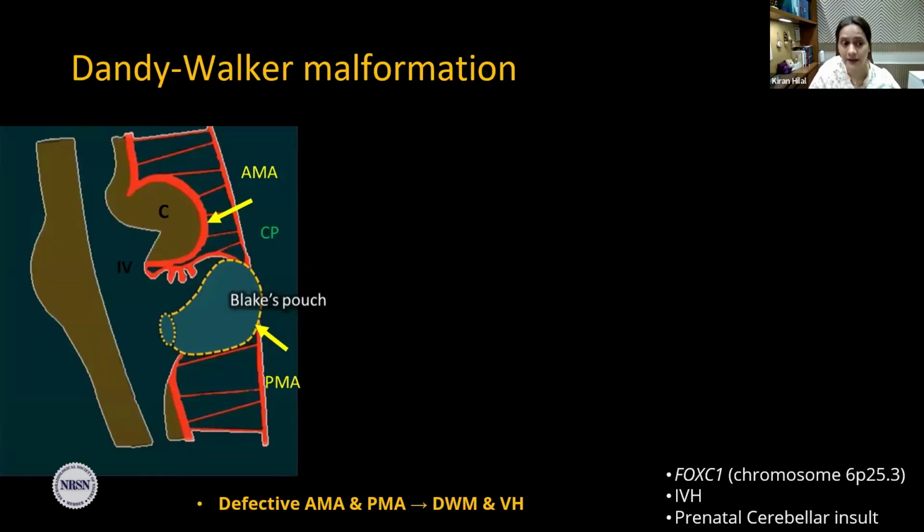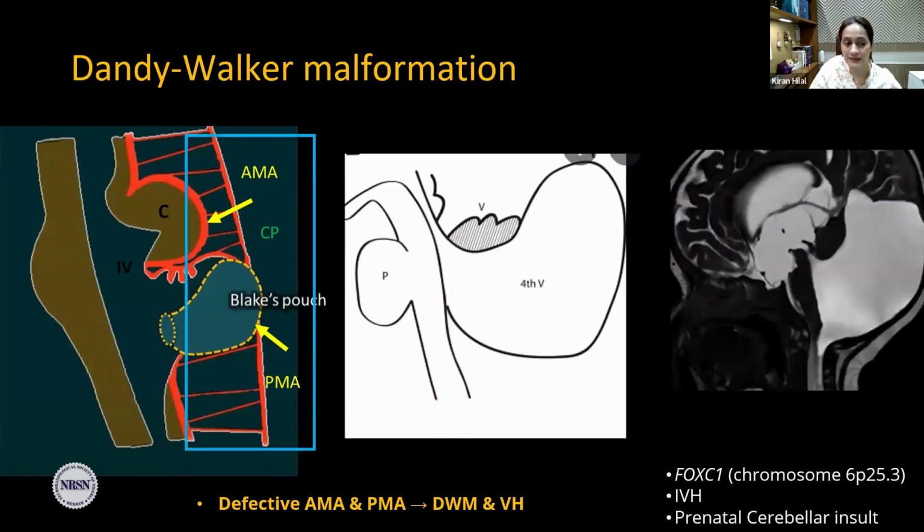Actually, the error is occurring at the formation of the anterior membranous area and the posterior membranous area. So always remember that if an error occurs here, this is the result. You have to remember that the anterior membranous area and the posterior membranous area are the embryological stage where, if an error occurs, it can lead to the Dandy-Walker malformation.